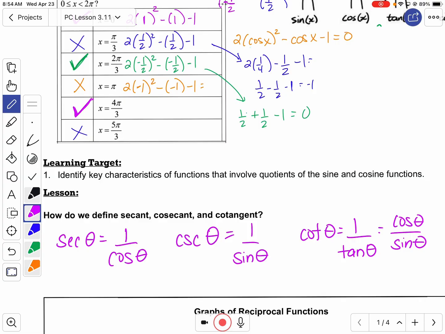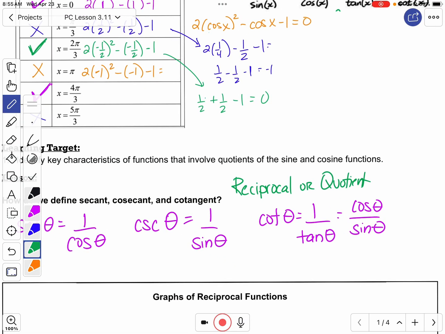Now, we just know those as definitions, but they're also known as reciprocal or quotient identities. Oh, that's what that lesson's about. It's about identities, things that mean the same thing. Okay. So we like to name things in trig, and this is one of the things we do. All right, we call it a reciprocal or quotient identity.